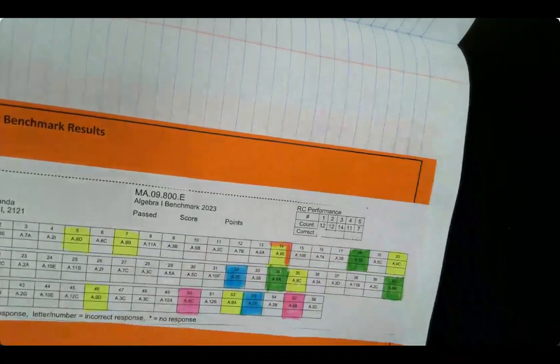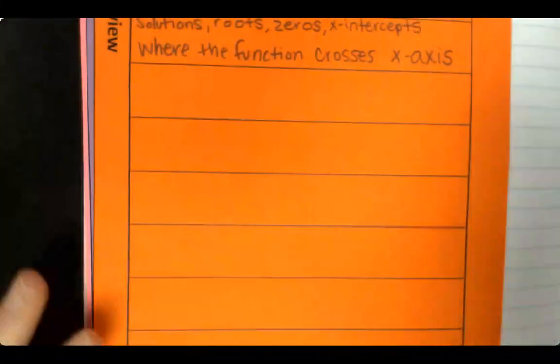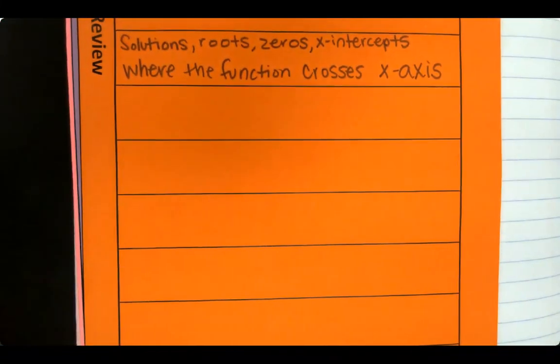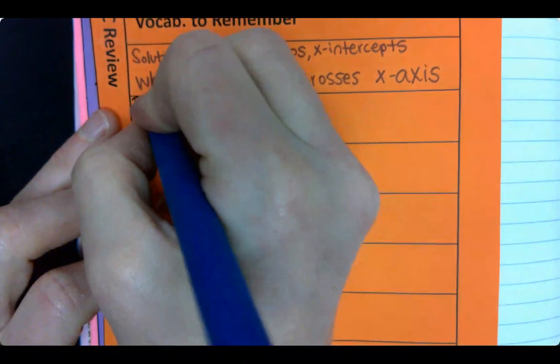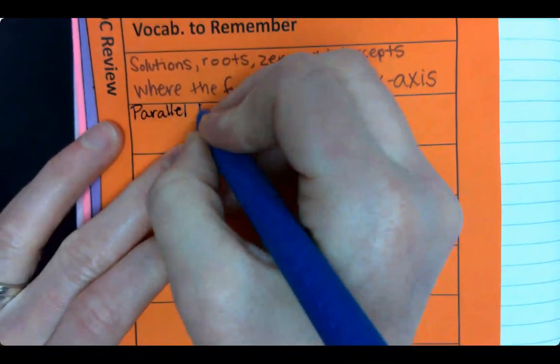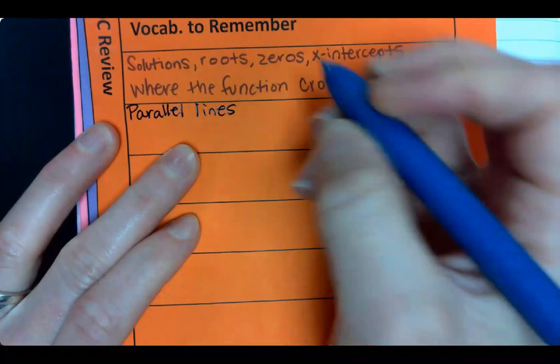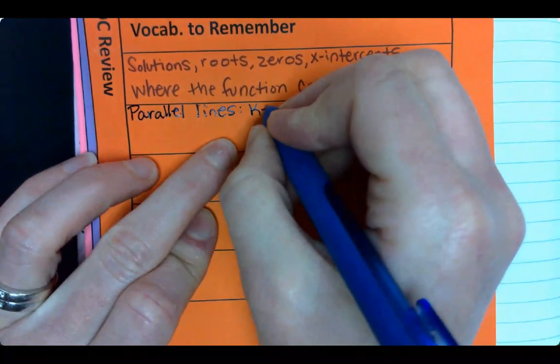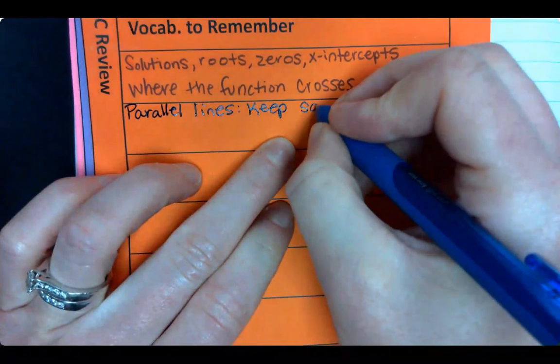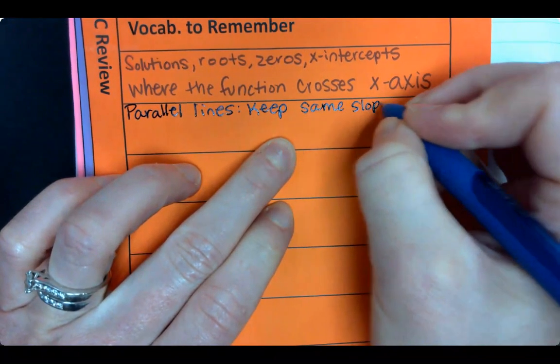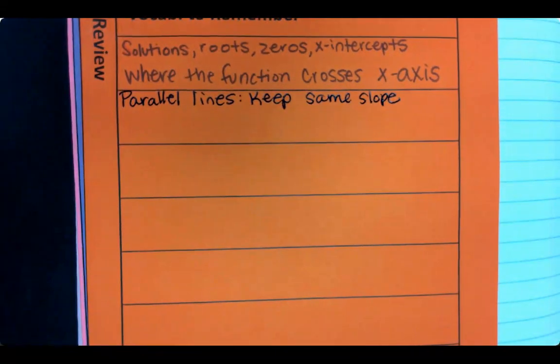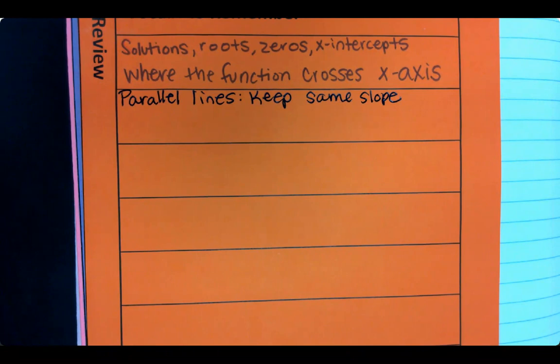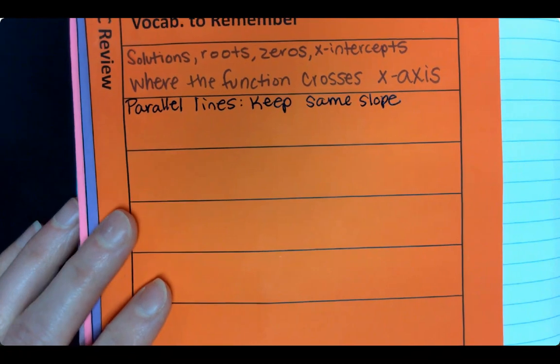So let's look at our vocabulary. We need to go ahead and update that. So today is all about parallel and perpendicular lines, so we need to remember what that means. So I'm going to write parallel lines. That means keep the same slope. So if a line says that your slope is 2/3, then the line that's parallel is also 2/3. So you're going to keep the same slope.